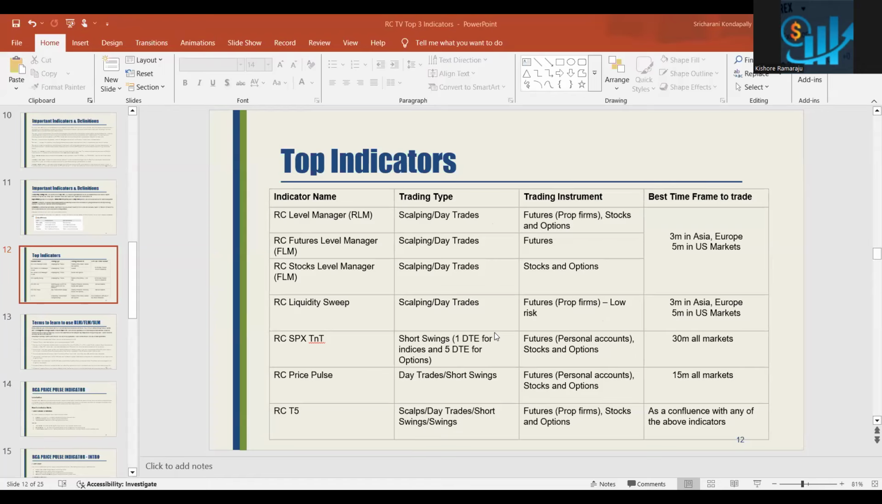For anything to be understood properly, the first thing is you need to understand the terminology. Once you understand the terminology and how the indicator works, then you will be able to use it in a better way by yourself. So let me start with a simple example and then I'll explain indicators like RLM, FLM, SLM.